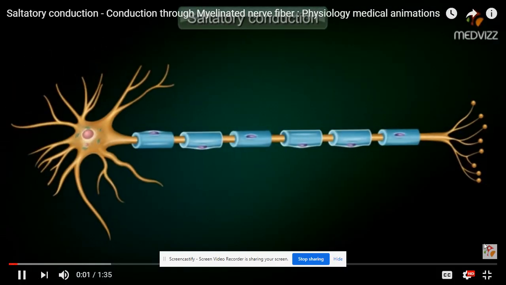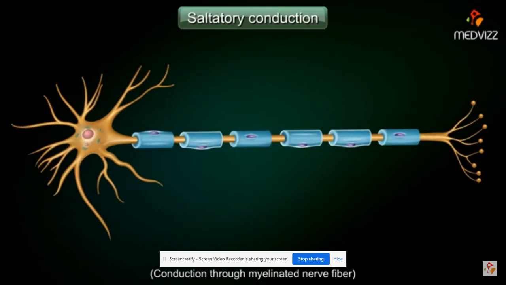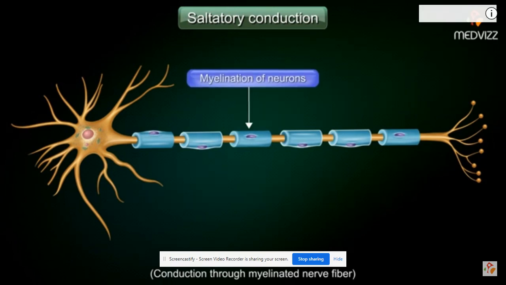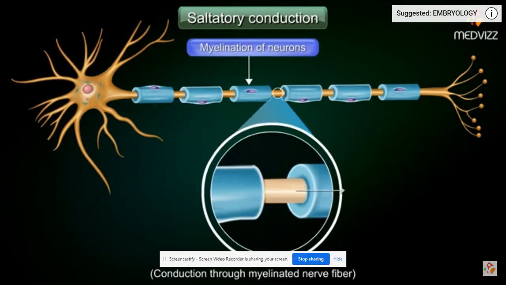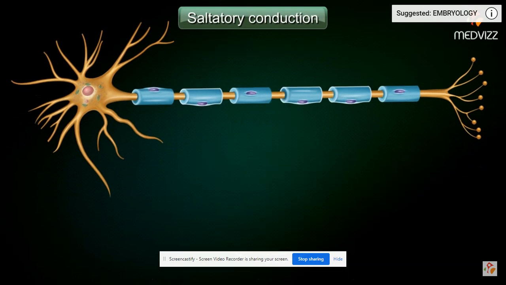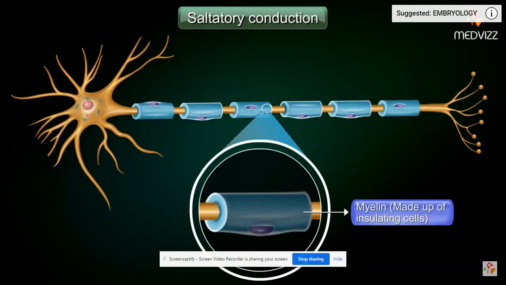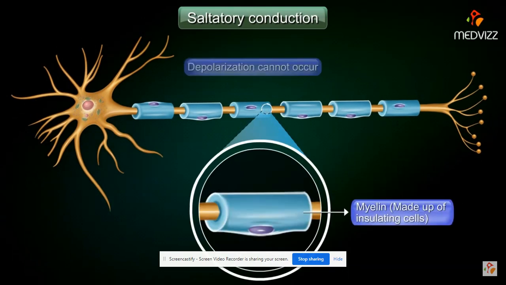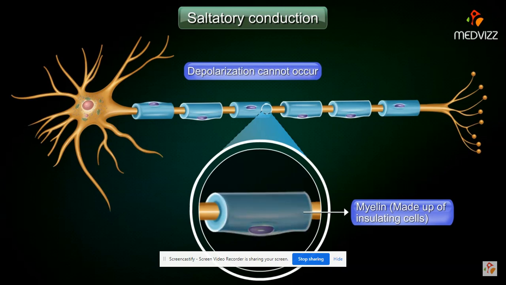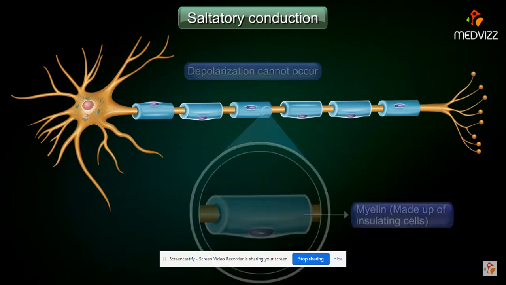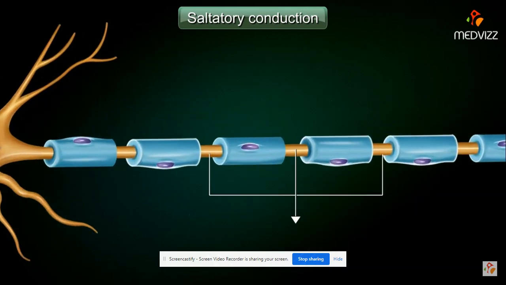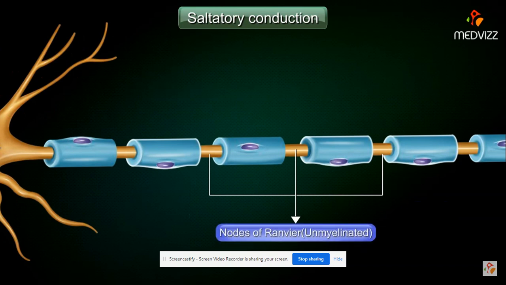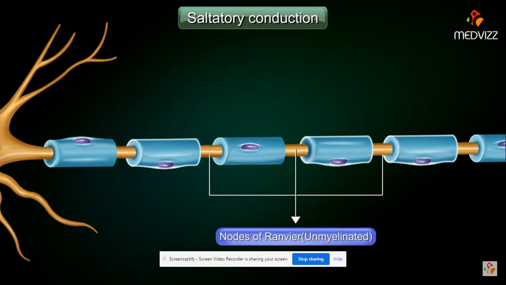Saltatory conduction. Conduction through myelinated nerve fiber. Due to the myelination of neurons, action potentials may only occur at the nodes of Ranvier. Myelin is made up of insulating cells, which means depolarization cannot occur in myelinated regions. Between these cells, however, there are gaps known as nodes of Ranvier which are unmyelinated.